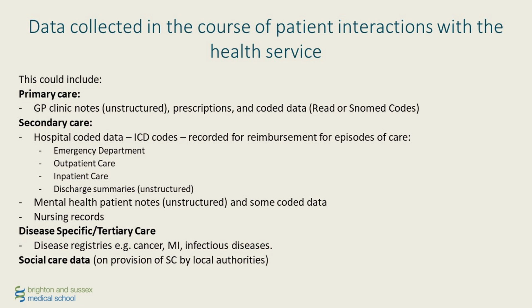We've got mental health patient notes and some coded data, some nursing records, and then there are also disease-specific or tertiary care registries. For example, if anybody gets diagnosed with cancer in this country, it should legally be reported to the National Cancer Registry. And therefore there's a full database of all the cancer diagnoses and treatment information. There's one for myocardial infarction, so heart attacks, MIs, that's called MINAP, and various things on infectious diseases. The other thing we're working towards, but it's a bit patchy at the moment, is social care data, which, if provided by local authorities, should be able to be linked to NHS data on the basis of NHS numbers.